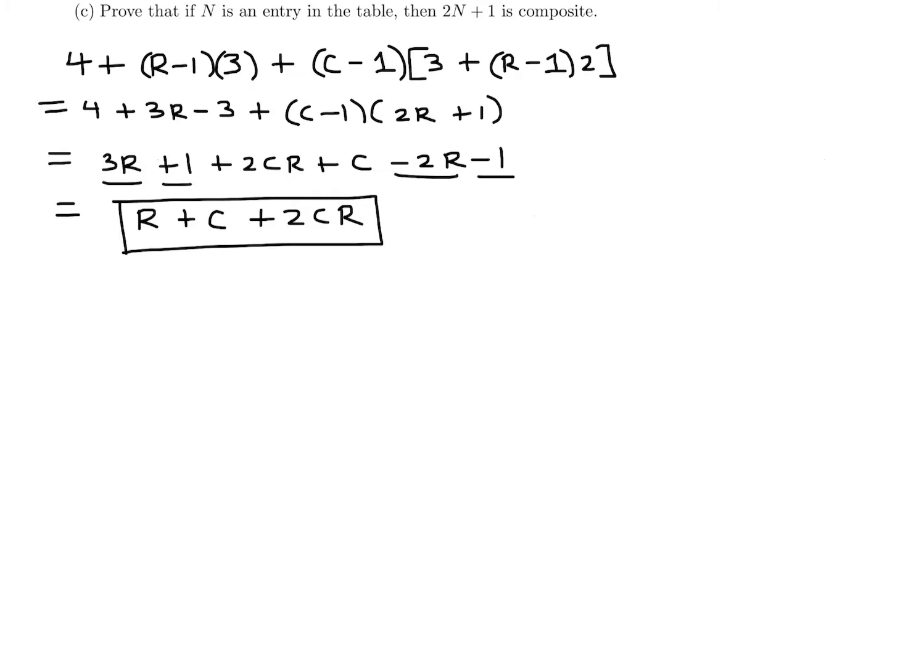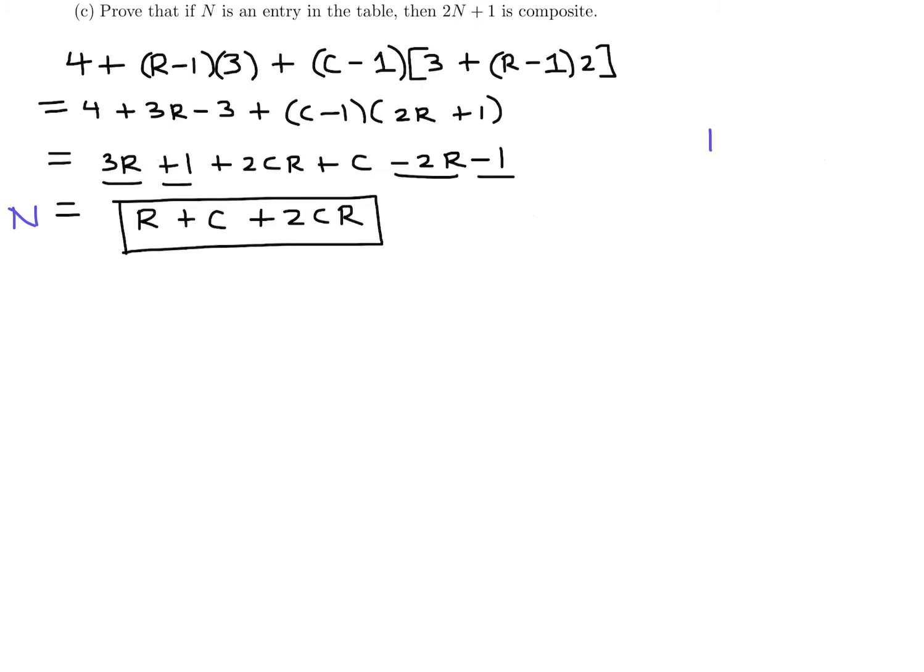Now we have to prove that 2n plus 1 is composite. Well, what is n first of all? n is any entry in the table, and any entry in the table is represented by that formula that we got in the previous part of the question. So now we have to calculate first of all 2n plus 1, and then our strategy is to show that it's not a prime, meaning it can be the product of two different numbers that are not 1.